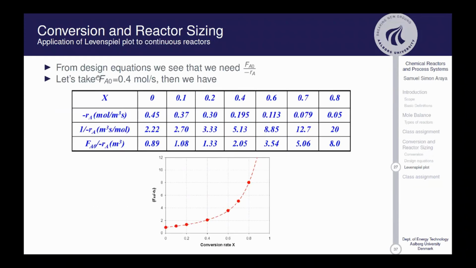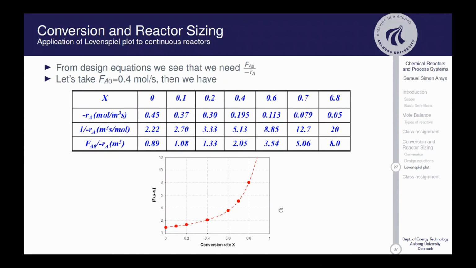And if we take, for example, a molar flow of A into the reactor of 0.4 moles per second, then our FA0 divided by minus rA will be basically, we do 1 over rA and then multiply by FA0, and you can see that here in the bottom. And then we can plot it like this.